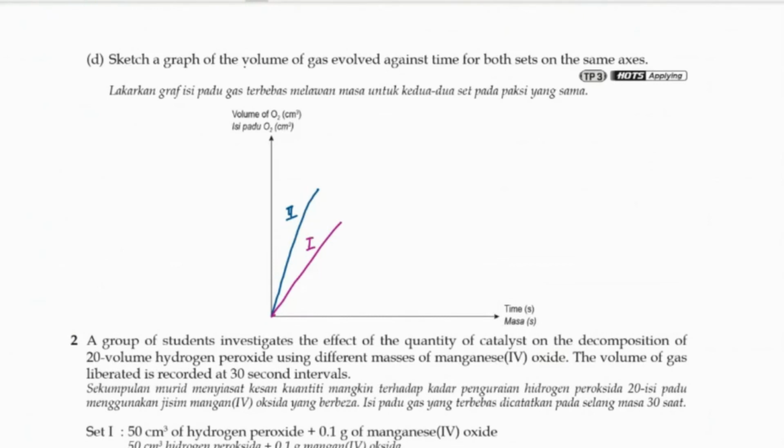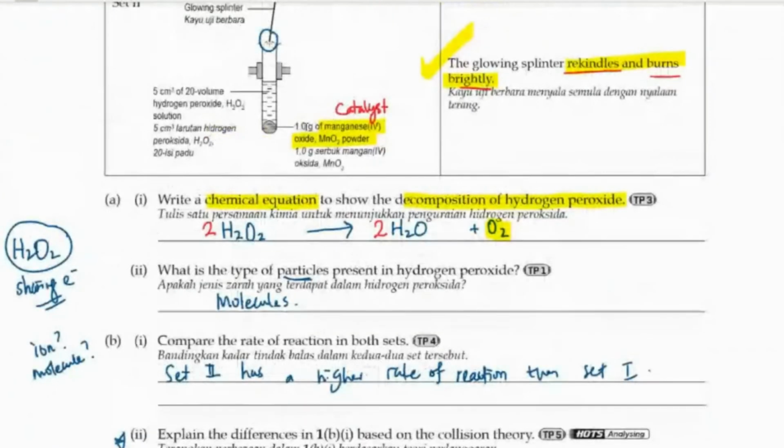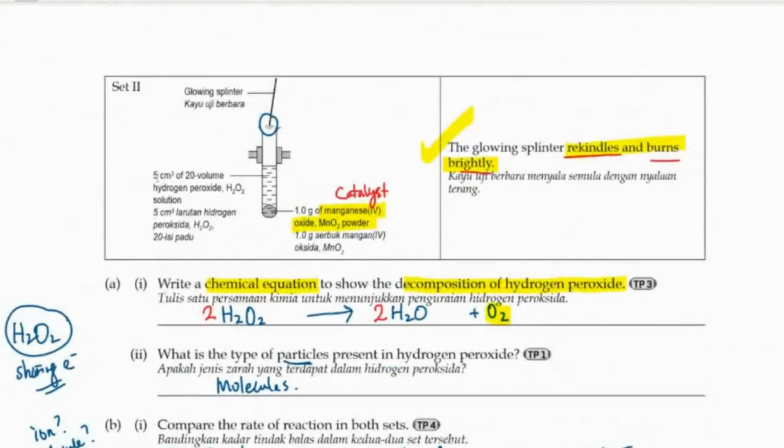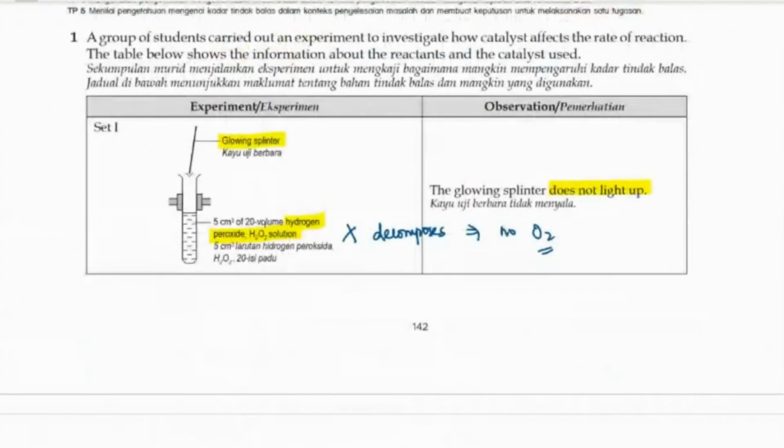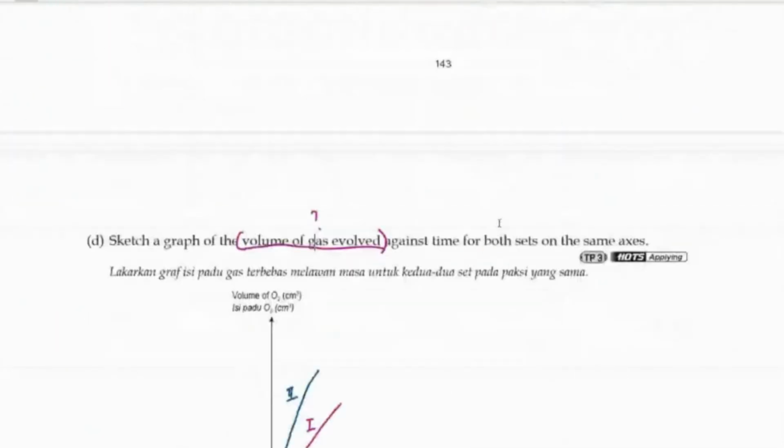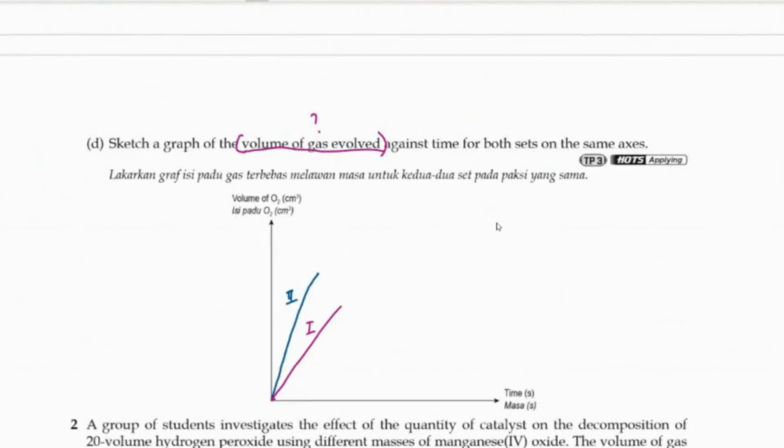Now, is the volume of gas released the same or not, class? We have to see the number of mole, the condition. This one is 1 gram, this one is 5 cubic centimeter, 20 volume. It will be the same. Same number of mole. It will be like this. Set 1 and set 2. You have to label it.